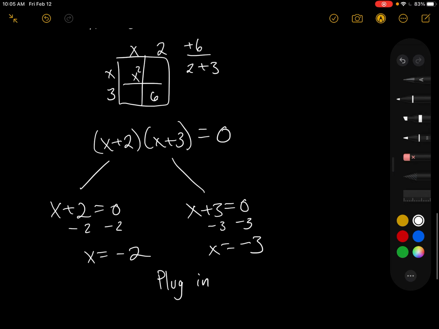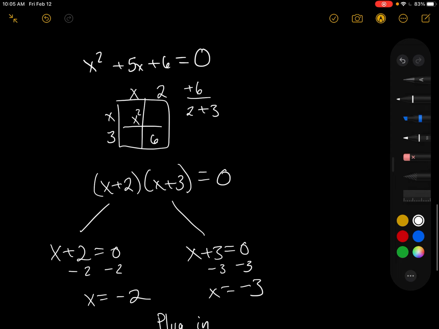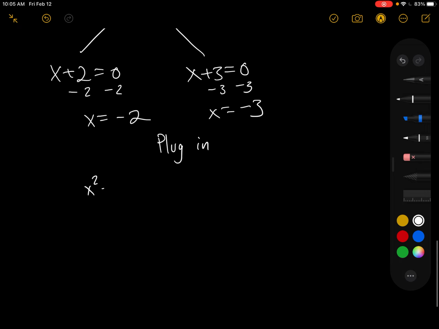We can choose either of the functions. And again, I'll highlight where we're going from. Either of these we can plug back in for. So maybe x squared plus 10x plus 1 equals y. So we can do negative 2 squared plus 10 times negative 2 plus 1.